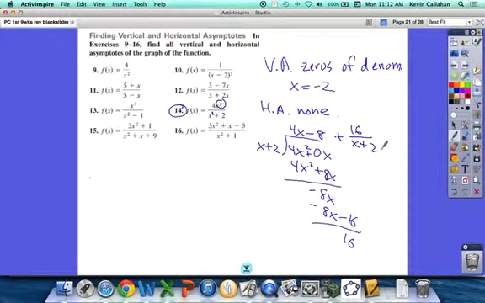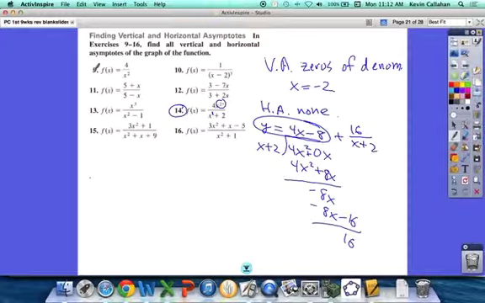Okay, so I did the long division. Now, what part of that is the slant asymptote? Just this part right here, right? That is the slant asymptote. Okay, which one of these in here? What would the horizontal asymptote of number 9 be?